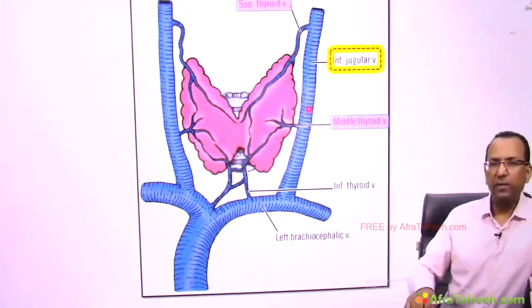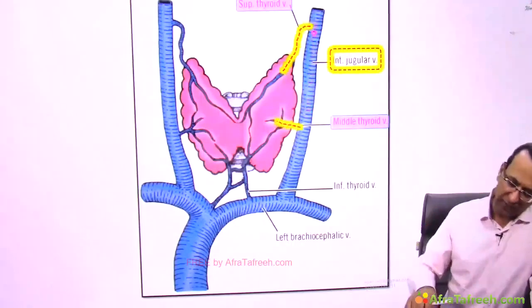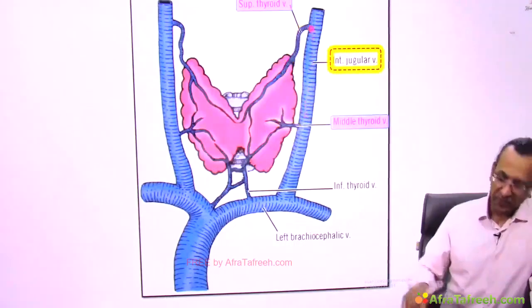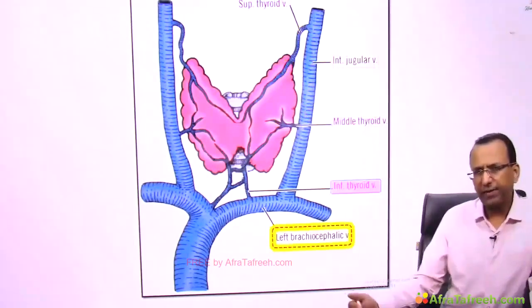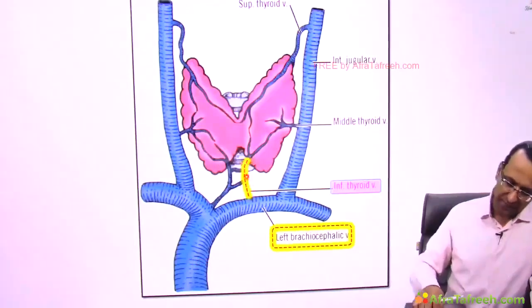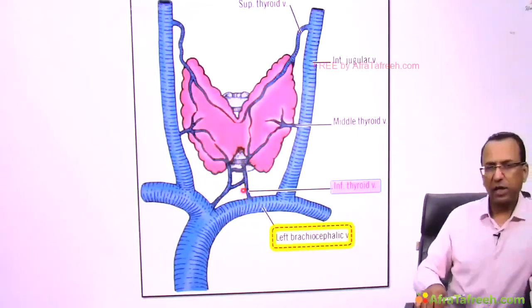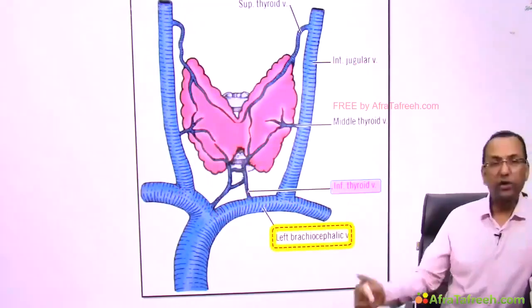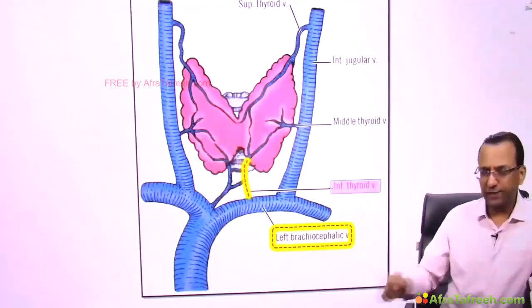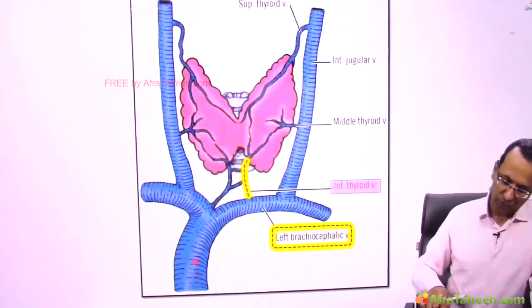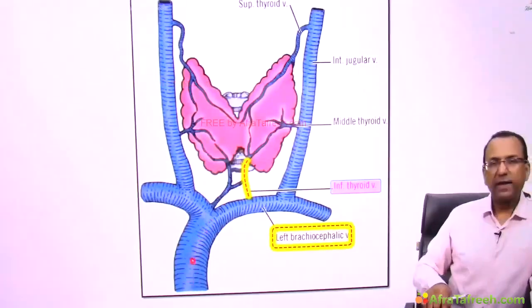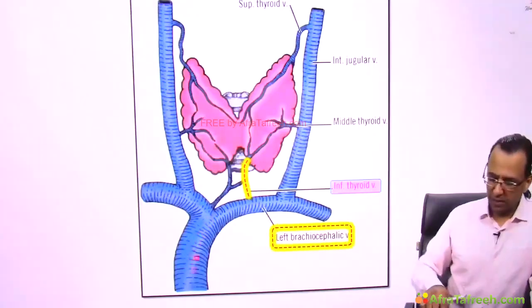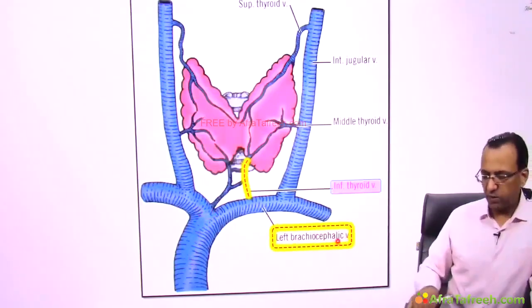The superior and middle thyroid veins drain the venous blood into the internal jugular vein, whereas the inferior thyroid vein, which is near the midline, drains into what is called the brachiocephalic vein. If it is on the left side, left brachiocephalic, or it could be the right brachiocephalic vein. Actually, these brachiocephalic veins are supposed to join together to form the superior vena cava. So ultimately the blood will be drained into the superior vena cava via the brachiocephalic vein.